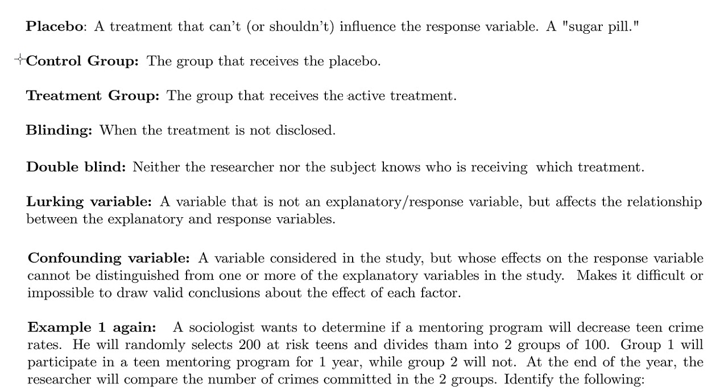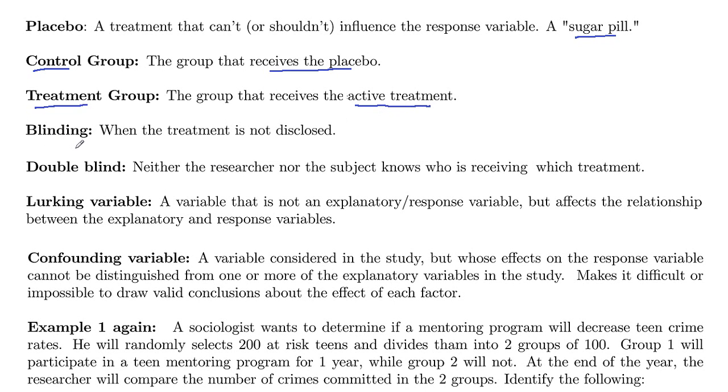Let's look at some more vocabulary that's related to experimental design here. A placebo is a treatment that either cannot or at least shouldn't influence your response variable. So if you're looking at medication trials, this is your sugar pill, your innocuous treatment that should have no effect. The control group is the group that receives the placebo. And then the treatment group is the group that receives the active treatment. So this would be the actual medication.